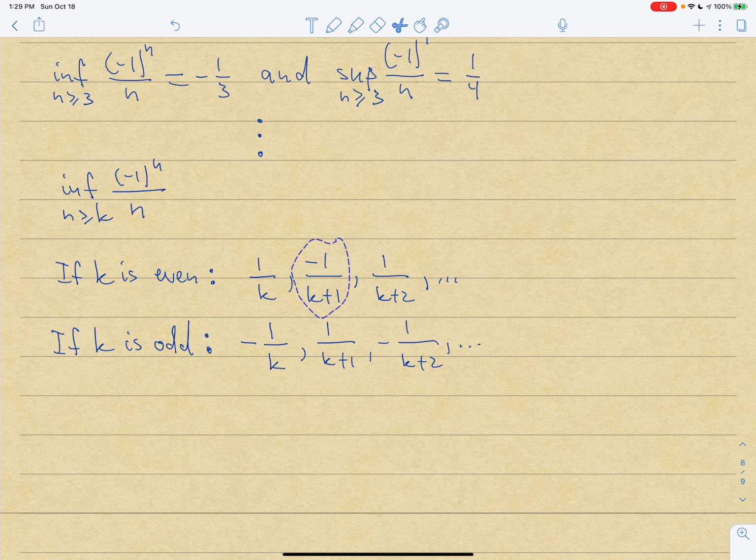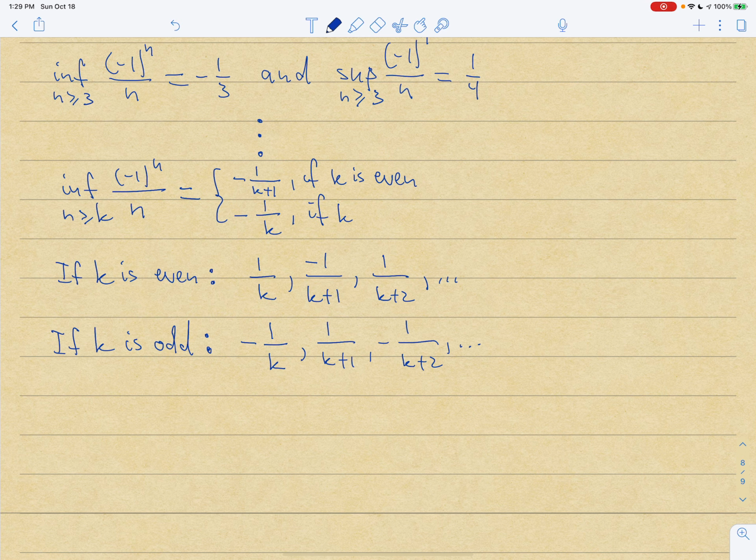So that means that what I'm going to get for an infimum is going to be minus 1 over k plus 1, if k is even. And if k is odd, then the first element is negative, and it has a larger size, so minus 1 over k if k is odd. All right, and I can do a similar thing with the supremum.